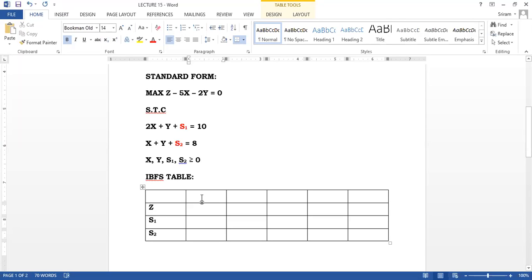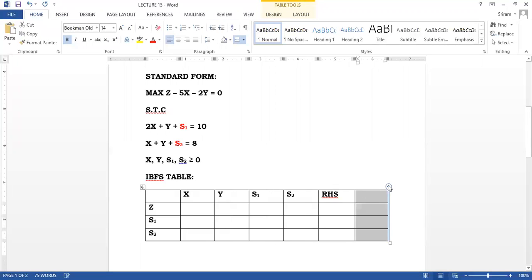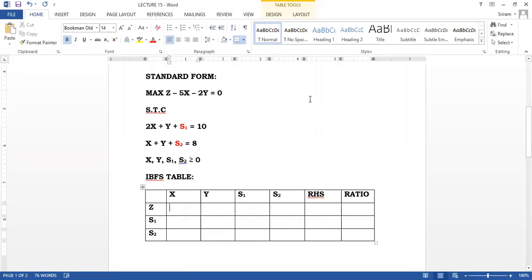Column wise, we are going to take all the values. What are they? We have X, Y, S1, S2, and the right hand side. Here I am going to add one more column, for finding the ratio. Now we are going to take the corresponding coefficients.